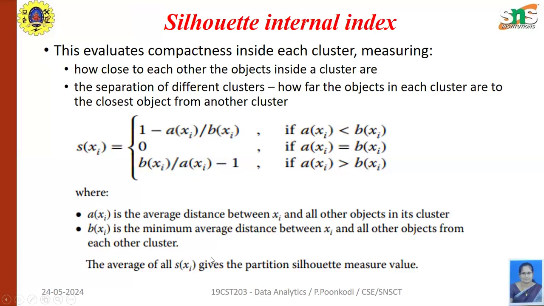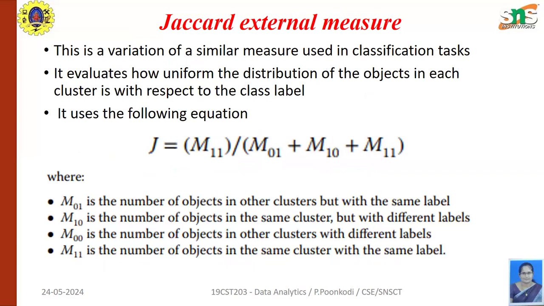a(x_i) is the average distance between x_i and all other objects in the cluster. b(x_i) is the minimum average distance between x_i and all objects in the other clusters. The average of all s(x_i) gives the partition Silhouette measure value.